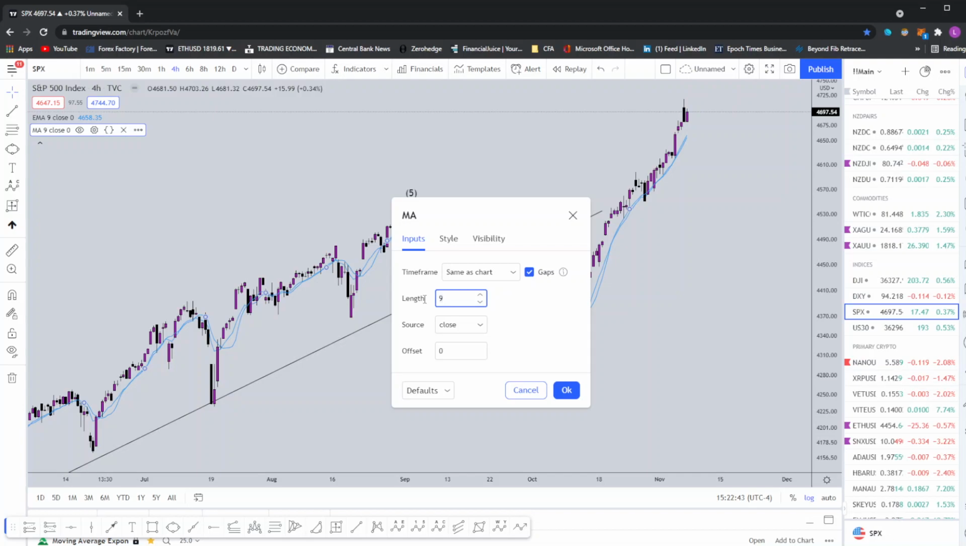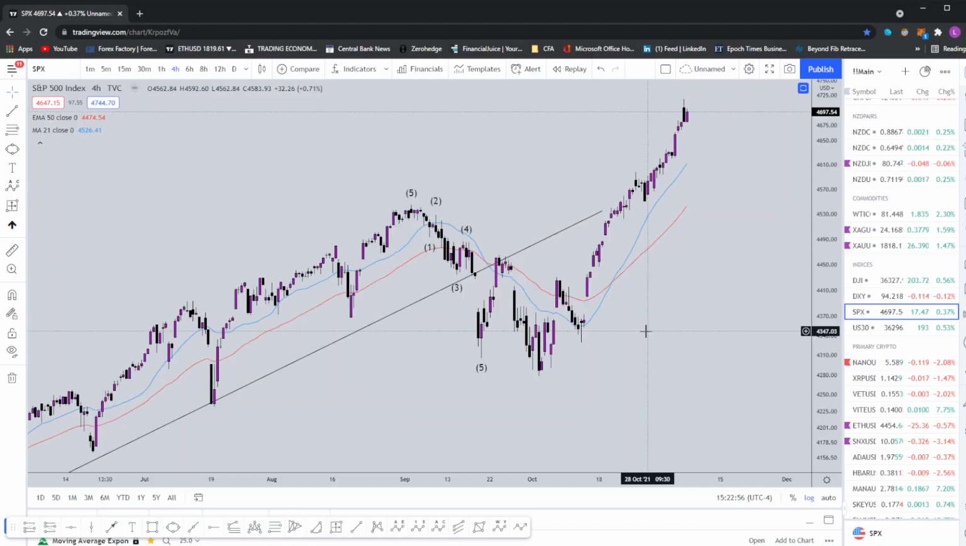And then if you want to change the other one to 50, you can very easily do so here. And if you would like to change the colors, so you have some aesthetics on your chart, you can easily do so by going to the Style option when looking at your moving average.